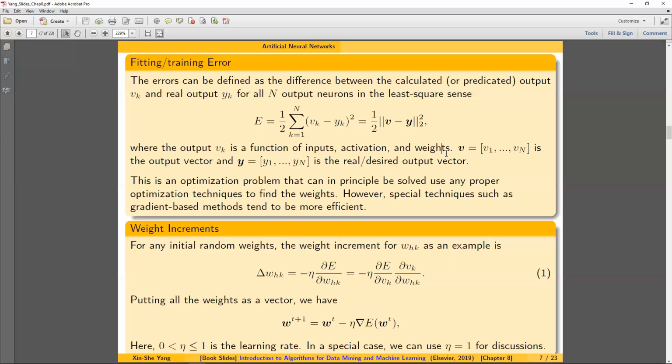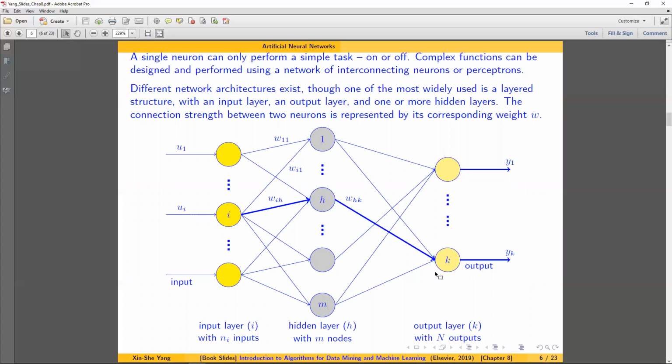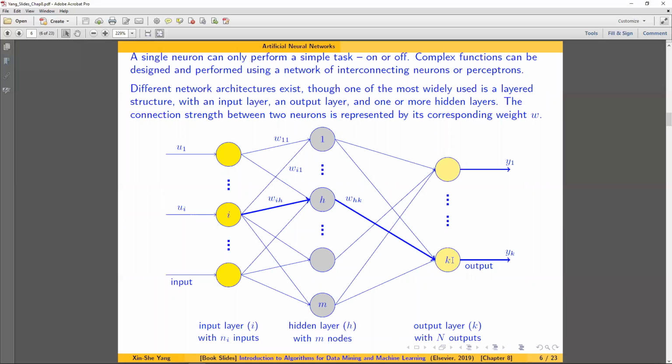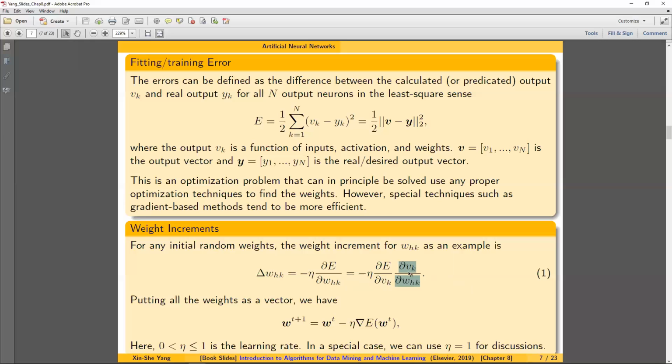Now, what it does is, if we have WHK for the previous iteration, and if you go back to the previous page, we use this WHK as an example, now we need to update WHK by delta WHK. Delta WHK is defined as negative eta times the partial derivative of the error term in terms of this weight. It can be further decomposed into the partial derivative of the error term in terms of VK, the predicted value of the K point, and then the partial derivative of VK in terms of WHK.